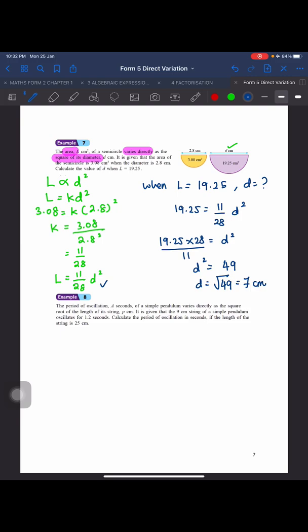Actually, for this type of question, there is another alternative method where you can use the concept of proportion. I want you to look at your textbook, where the alternative method is shown. You can look at it yourself.